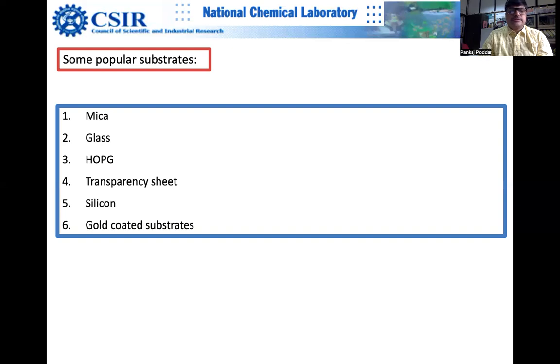Next is silicon, which is very famous. With silicon, you can take P-type and heavily doped N-type. So you can play with the conductivity. So you can, in fact, do conductivity measurements where you need to flow current. Silicon's average roughness is somewhere in a few nanometers. I've rarely seen better than that.